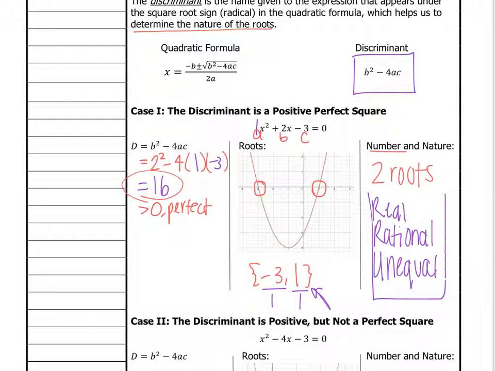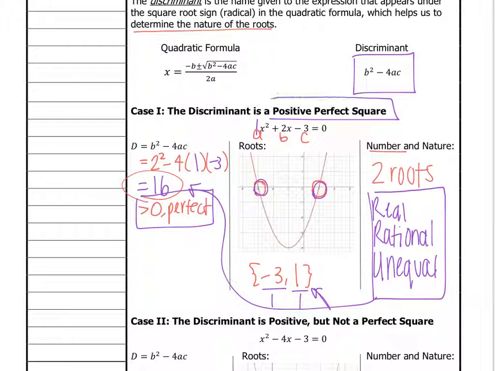So we just described the nature of the roots, and although we based it on the graph roots, we know that this always corresponds with a discriminant that is greater than 0 and perfect. So that's case 1. If you have a positive perfect square as your discriminant, b squared minus 4ac, then the roots are always real, rational, and unequal.